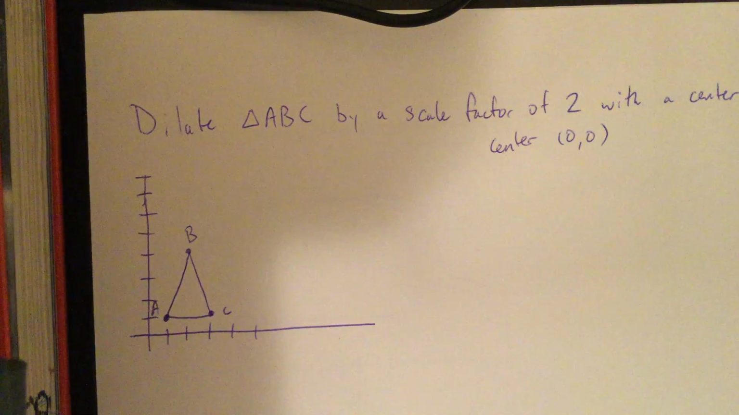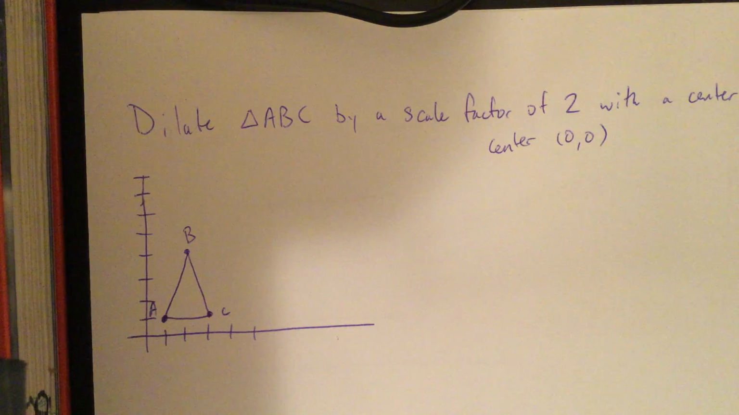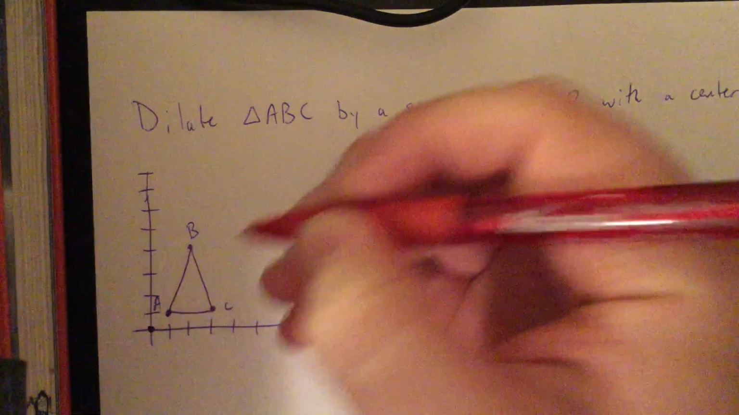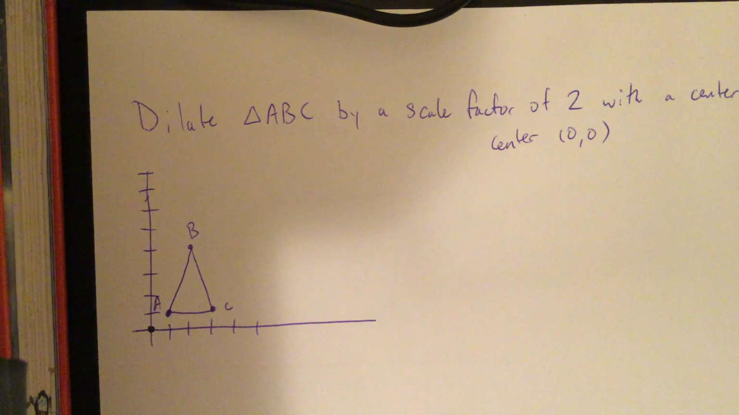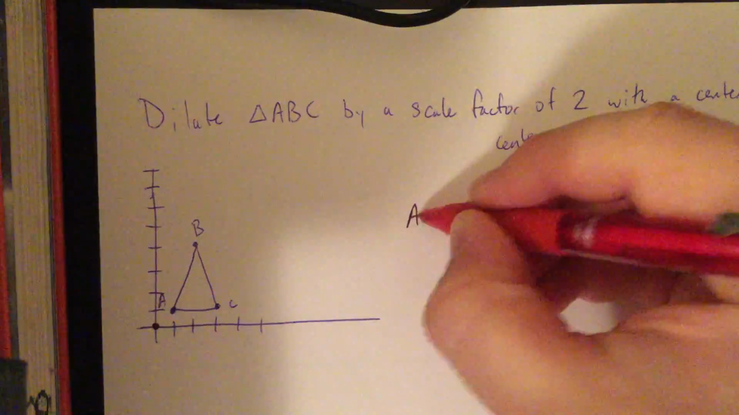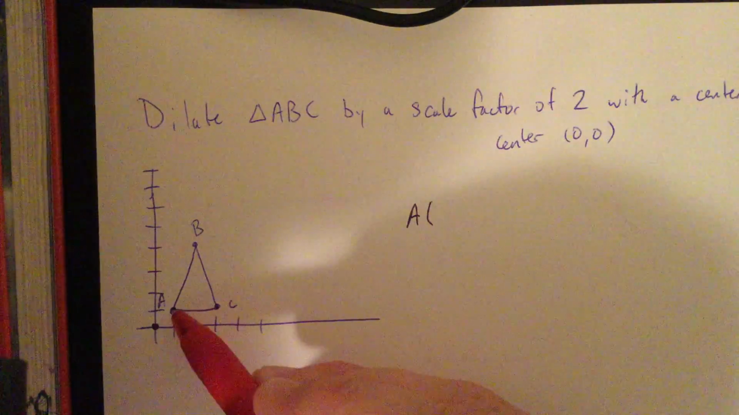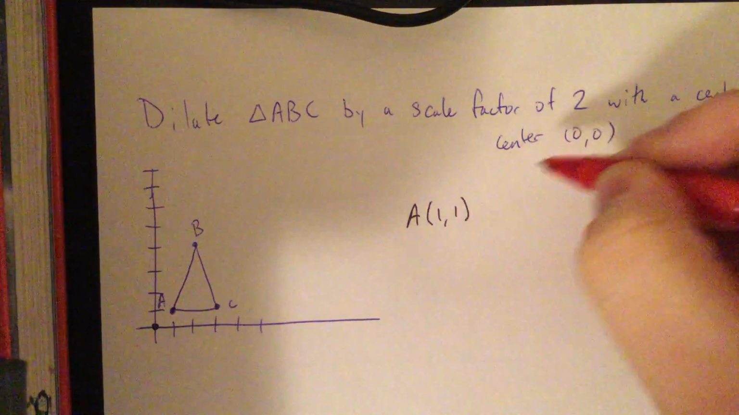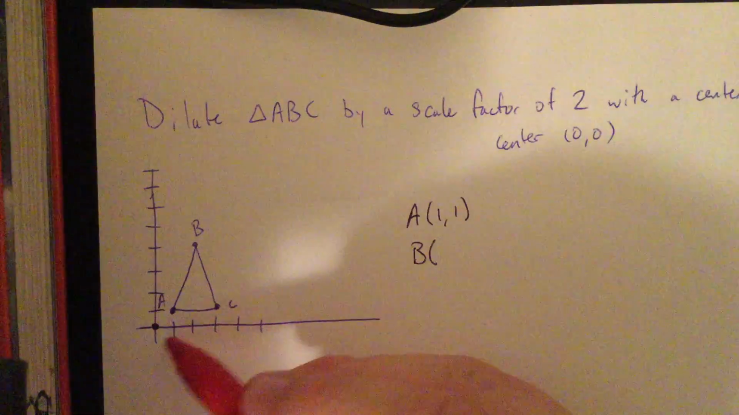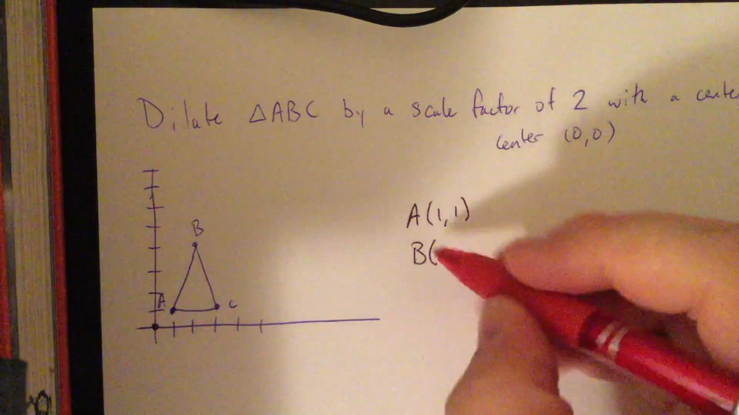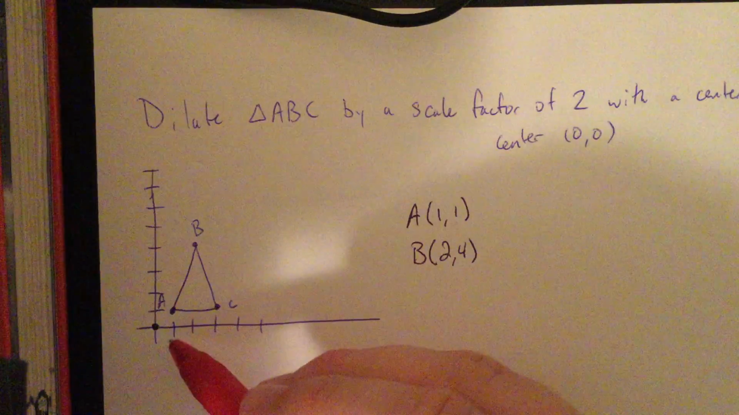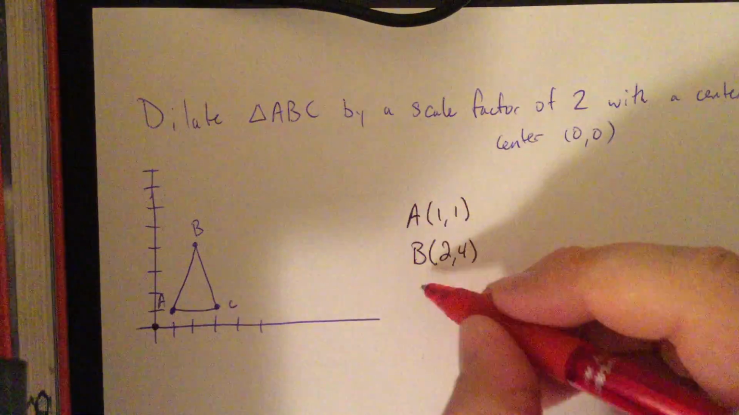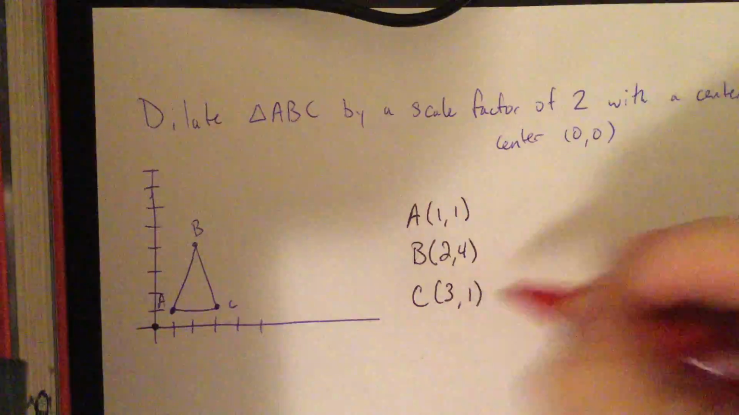Our first dilation we're going to perform is to dilate triangle ABC by a scale factor of 2 with center 0, 0. Okay, so we're going to start at our center of dilation, which is here. Now we're going to label our points. A is 1 to the right and up 1, so that's 1, 1. B, go 2 to the right, up 1, 2, 3, 4, so 2, 4. Then 1, 2, 3, up 1 for C, so 3, 1.